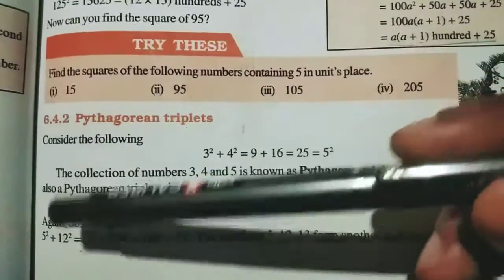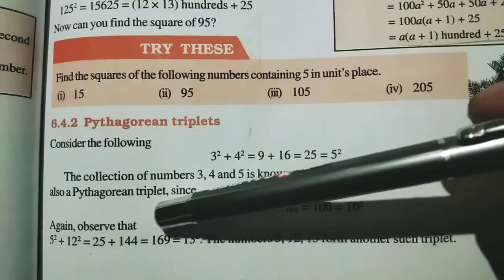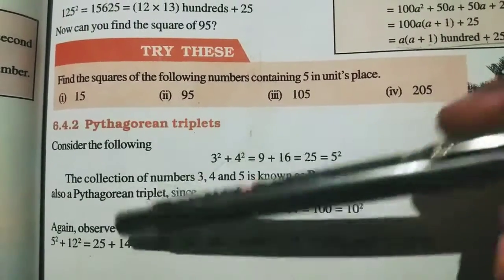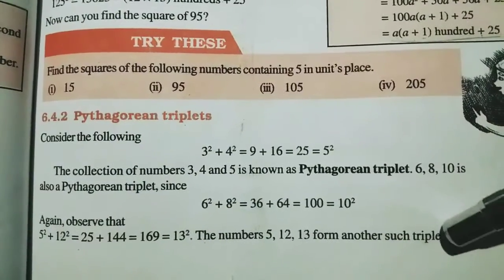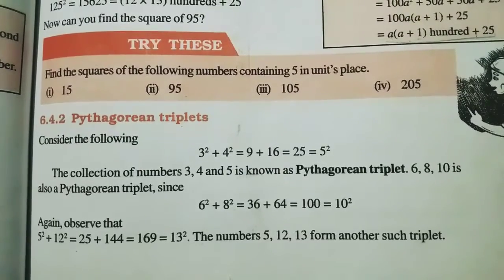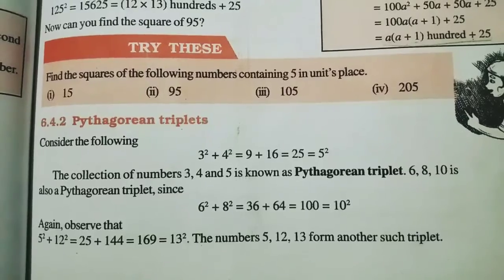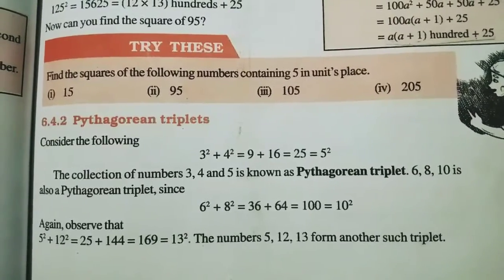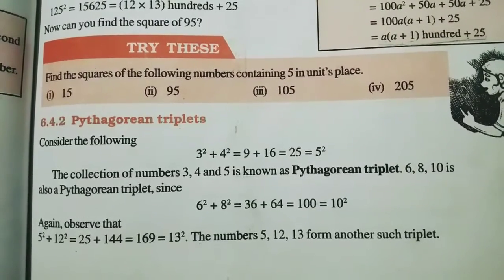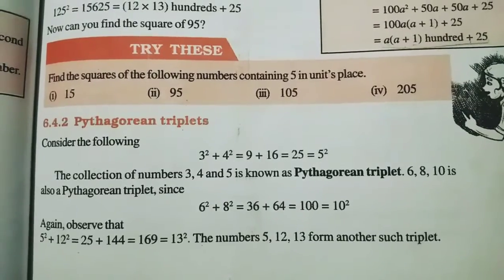Understood? Again see here, 5 square and 12 square. 5 square is 25, 12 square is 144. When you add it, it is 169. Again 169 is the square of 13. That means 5, 12 and 13 are another Pythagorean triplet. In this way Pythagorean triplets are formed. Now I think you have understood the concept. When two numbers are squared and added together, they give a square number, then the three numbers form a Pythagorean triplet. If it does not give the square of any number, then those numbers are not a Pythagorean triplet.